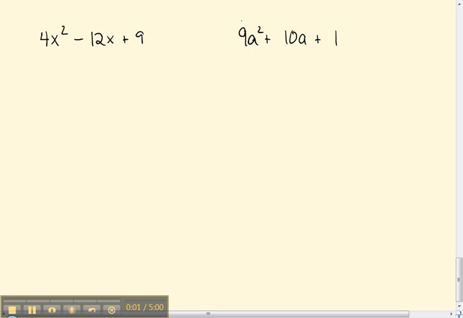Okay, so last video, very briefly, here I have two different trinomials. I would like you to try to factor them both, but try to pick out which one is the difference of squares first, and that will make it really easy for you to factor that one, hopefully. Okay, so pause the video, and I'm going to show you the answer in about 3 or 4 seconds.